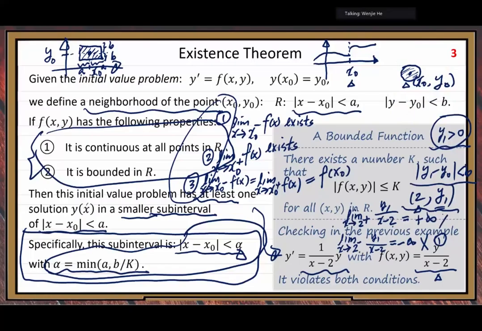Then we don't need to check the third condition, right? If one of the conditions is violated, then the whole thing is gone. No continuity. Although, if you really want to look at the third condition, the function must be defined at the x0 point. Here the function is not even defined at the x equals 2 point. There is no function value there, so even the third condition is far away.